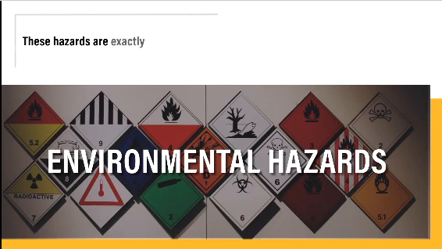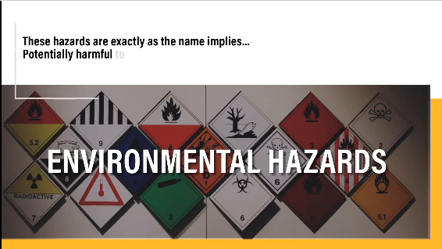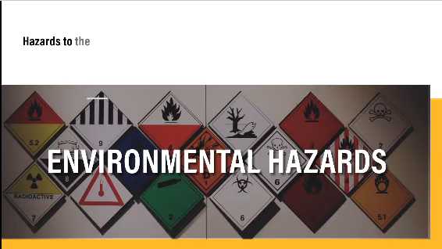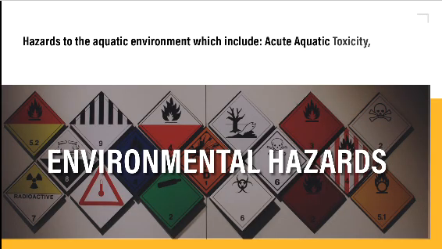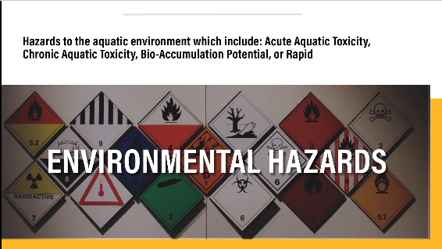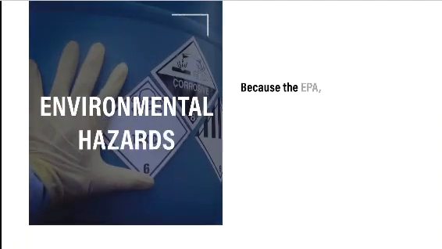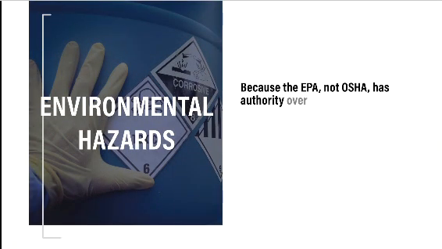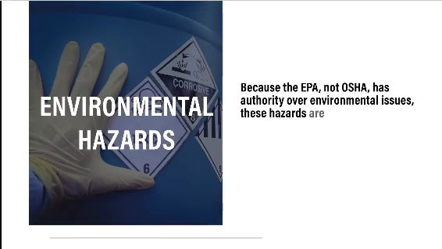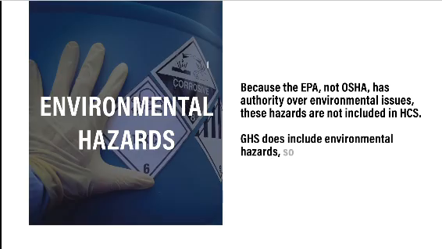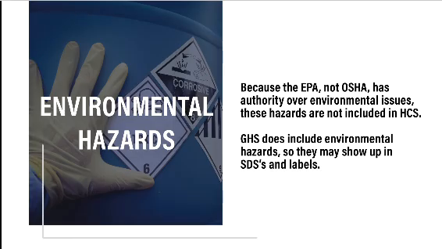These hazards are exactly as the name implies, potentially harmful to the environment. Hazards to the aquatic environment, which include acute aquatic toxicity, chronic aquatic toxicity, bioaccumulation potential, or rapid degradability. Because the EPA, and not OSHA, has authority over environmental issues, these hazards are not included in HCS. GHS does include environmental hazards, so they may show up in safety data sheets and labels.